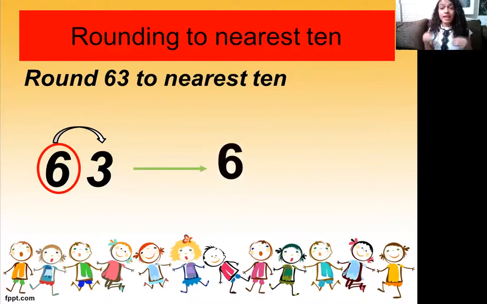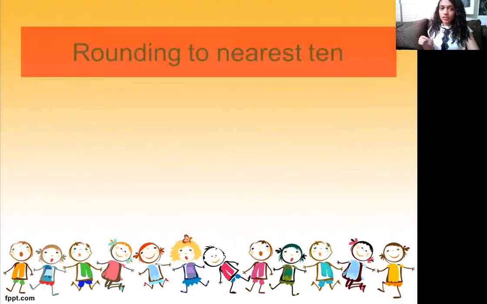And after that, my neighbor will become 0. Every time my neighbor will become 0. So this 3 will become 0. So I can say that 63 is closest to what multiple of 10? 60. Very good. Let's see another example about this.